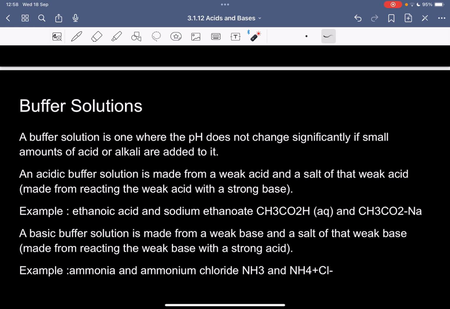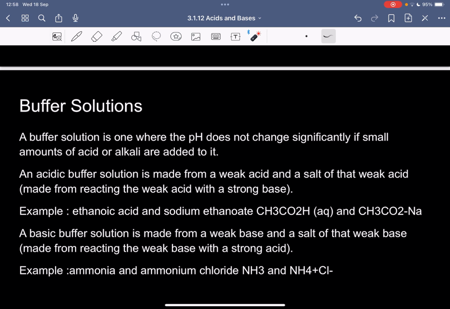Alright guys, in this video I'm going to go through the concepts of buffer solutions. So a buffer solution is one where the pH does not change significantly if small amounts of acid or alkali are added to it. An acidic buffer solution is made from a weak acid and a salt of that weak acid, made from reacting the weak acid with a strong base.